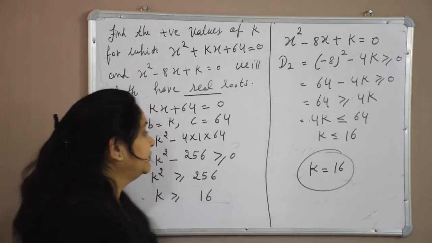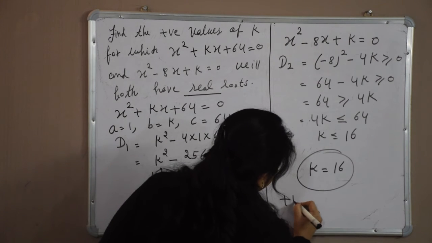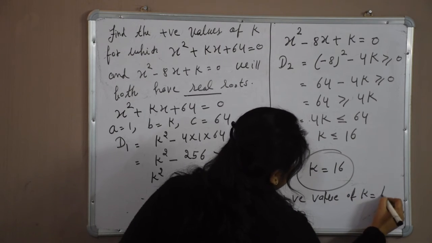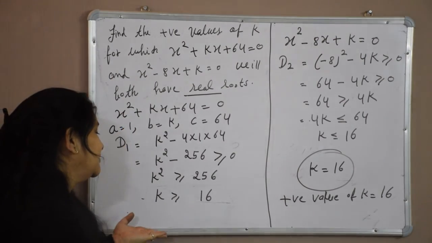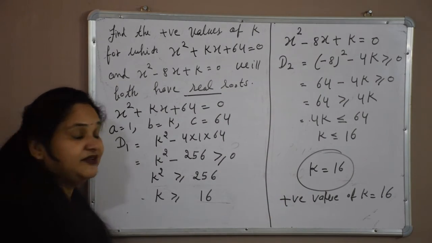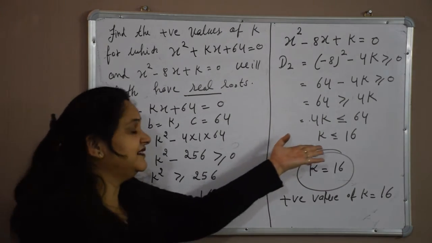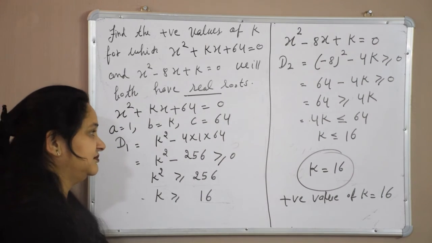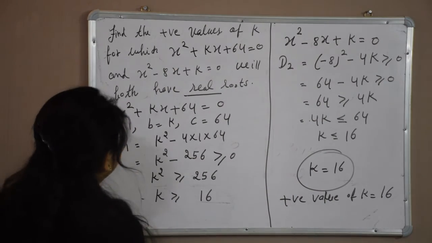So k is equal to 16, and this is the positive value of k for which the equation has real roots. But if they are asking that the equation has distinct real roots, we can't say, because there is no value. Only at k equal to 16 we can combine them. If we are taking k greater than 16 and here k less than 16, there is no common number. So in that case, sorry, we can say only the positive value of k is equal to 16.